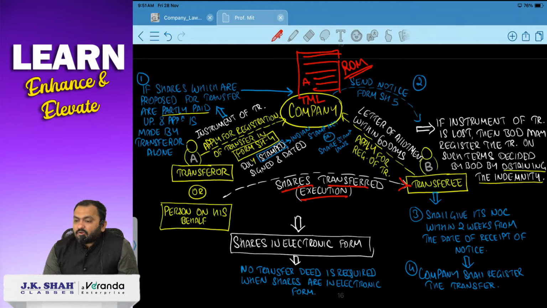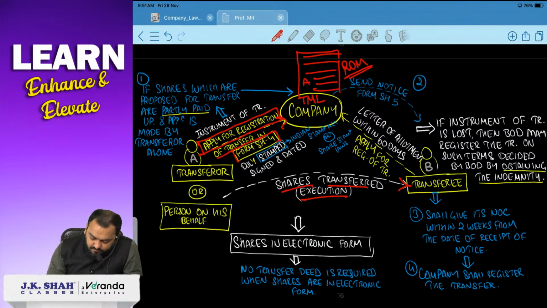So what is Mr. A required to do now? Mr. A is going to apply to the company for registration of transfer. Mr. A will apply to the company: please remove my name and please add the name of the transferee, that is Mr. B. Everybody understood? Fine. So Mr. A applied for registration of transfer in form SH4, with stamp duty, duly signed, everything in the given format. This is called the instrument of transfer. I told you earlier also. When you apply for registration of transfer, it is called the instrument of transfer. I hope you remember this.